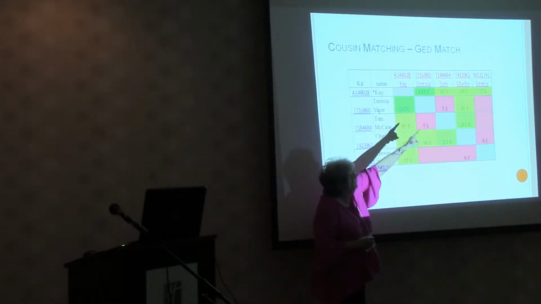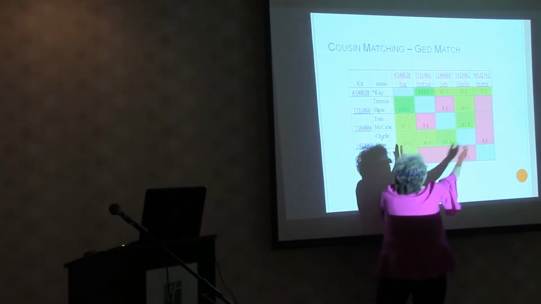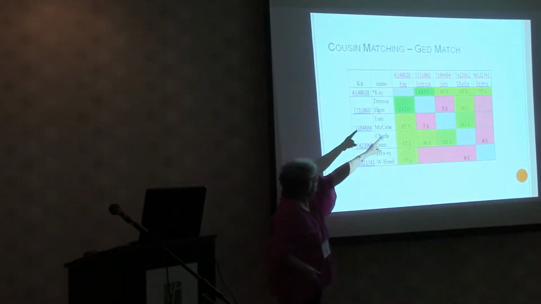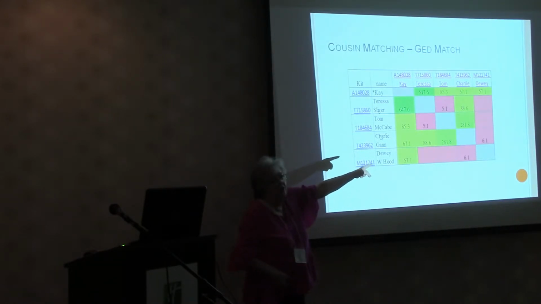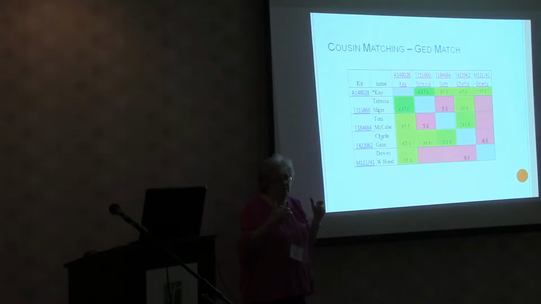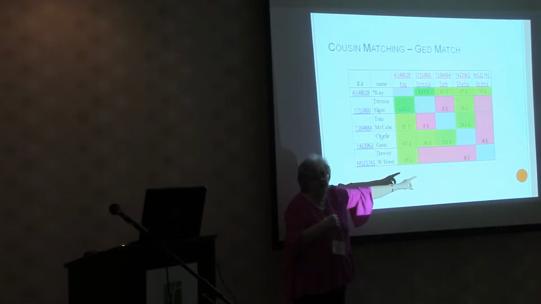I match all of them. Leave Dewey out because he doesn't match these folks, okay? Just look at this section right here. So I match Teresa, Tom, and Charlie. Teresa matches me, Tom, and Charlie. Tom matches me, Teresa, and Charlie. And Charlie matches me, Teresa, and Tom. So because the four of us all match each other, we are a triangulated group. Now here's Dewey. Dewey matches just me and just Charlie. So we are a triangulated group, and we share a common ancestor.